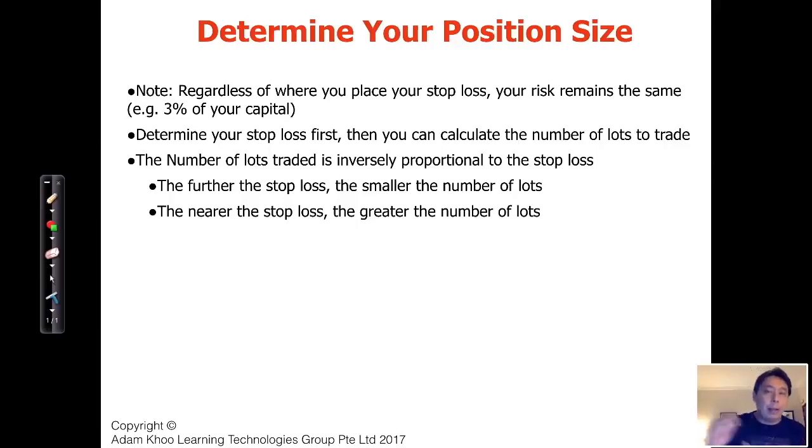Depending on the strategy and the specific candlestick pattern of that trade, the stop loss is placed at different distances, usually below the previous low of the candle. So you always determine your stop loss first, then you calculate the number of lots to trade to keep your risk consistent. The number of lots traded is inversely proportional to the stop loss. In other words, the further your stop loss, the smaller the number of lots you trade. The nearer the stop loss, the greater the number of lots you trade, with the risk always being the same.